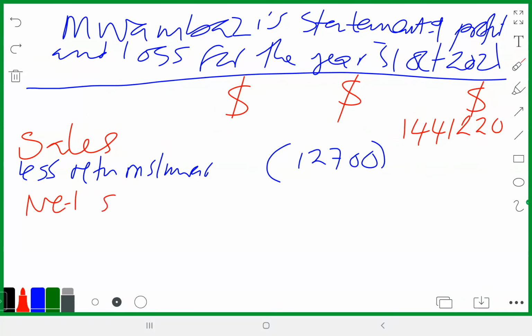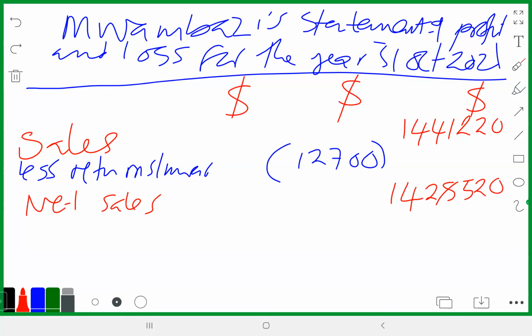So what is our net sales? Let's find the net sales first. Let's find the difference. Sales or revenue minus returns inward. The net sales giving us 1,428,520. That's what I'm finding from here.